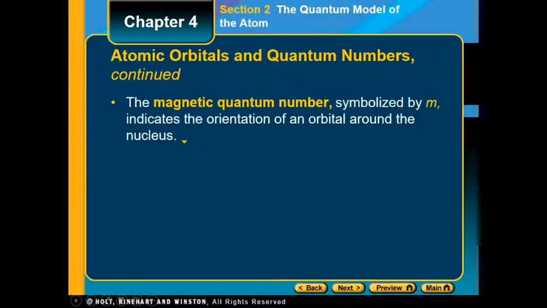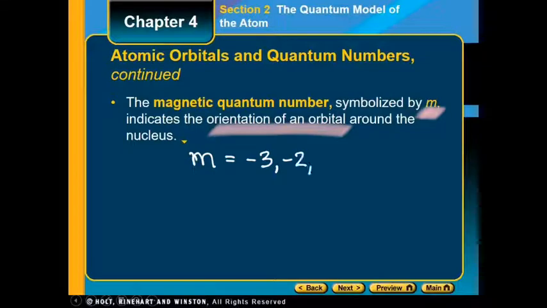Moving on here to the magnetic quantum number. This is our third quantum number, designated by the symbol m, and it represents the orientation of an orbital around the nucleus. So that XYZ axis that we just looked at, how is that orbital oriented around the nucleus? We have values that go with m. We're going to cover those right now. So m can be equal to -3, -2, -1, 0, +1, +2, +3.